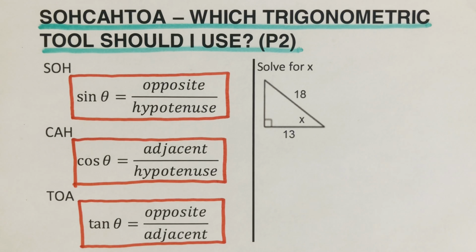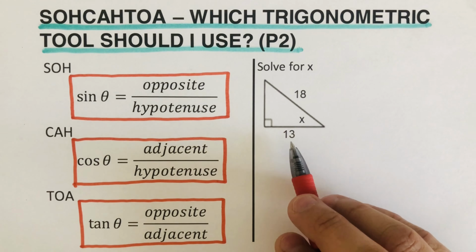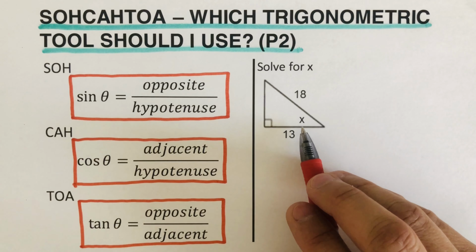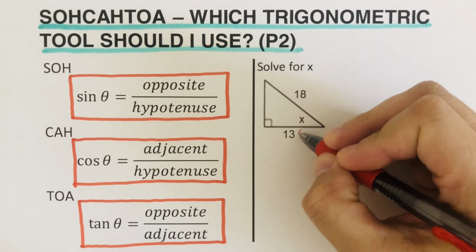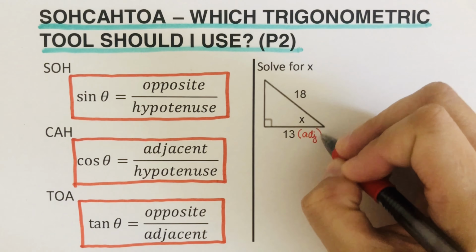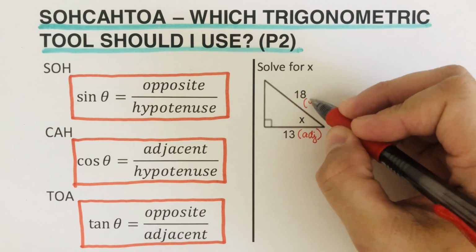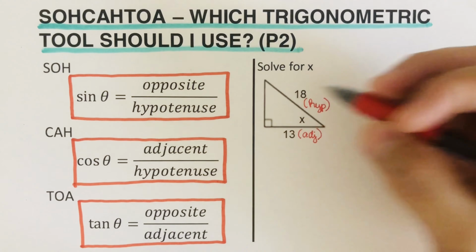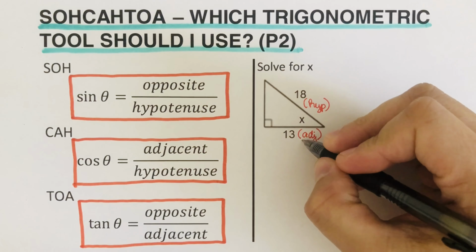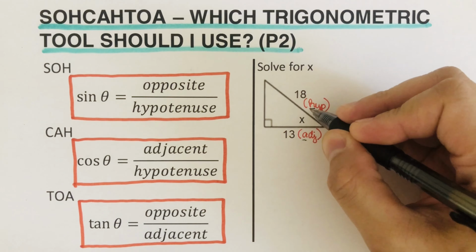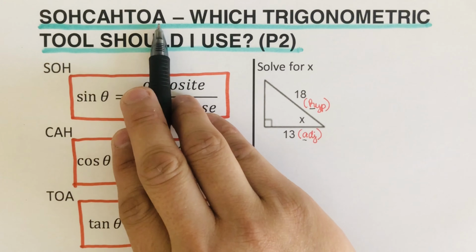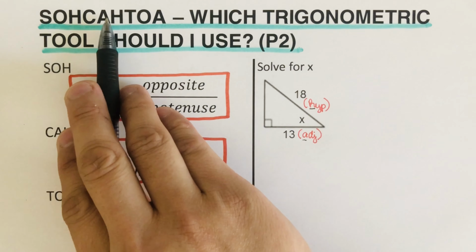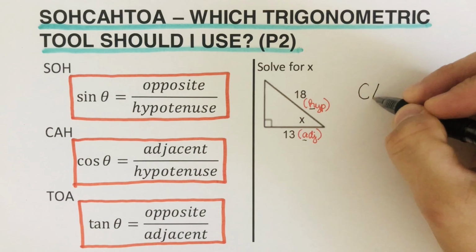In this example we are missing the angle. Angle X is missing, but we're given 13 and 18. From this angle X, the 13 is the adjacent, so I'm going to label it as the adjacent. And the 18 is the hypotenuse, because it is across from the 90 degrees. So I have an adjacent and hypotenuse. Opposite and hypotenuse doesn't work. Opposite and adjacent doesn't work, because I have an adjacent and hypotenuse. So I know that I need to use the CAH.